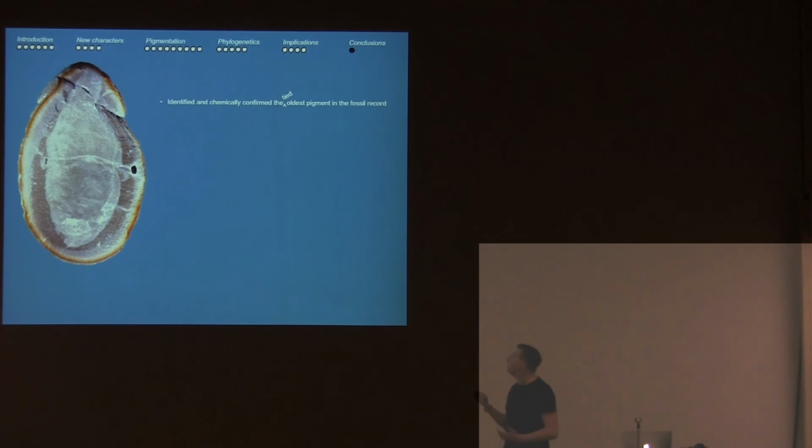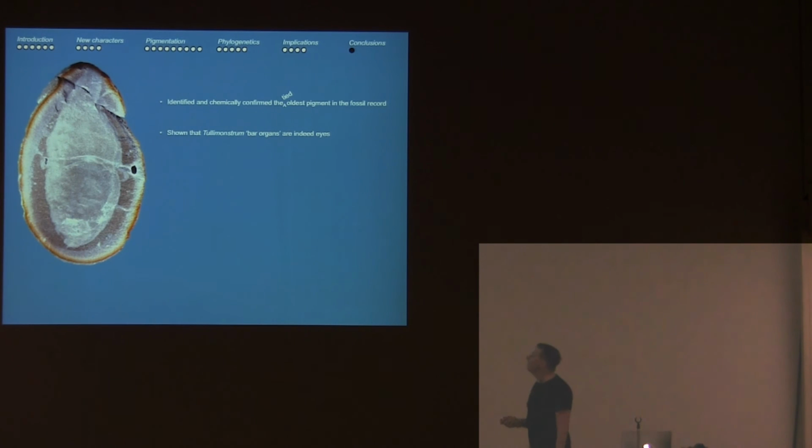So in conclusion, we've identified and chemically confirmed the oldest pigment in the fossil record, although it is tied with Sarah Gabbott's work on the primitive vertebrates. She'd probably kill me if I claimed all the glory on my own. And as my supervisor, I don't want that.